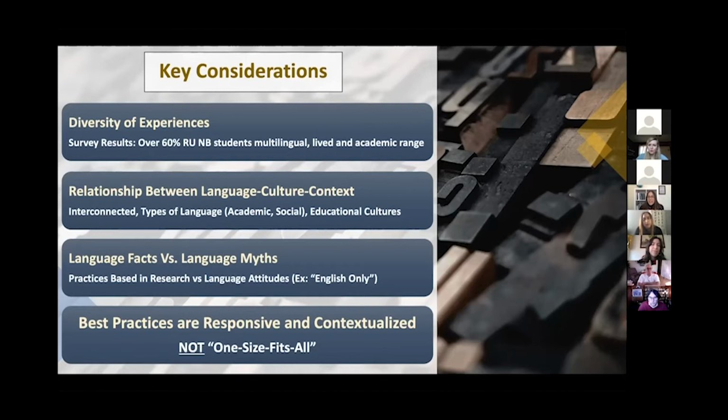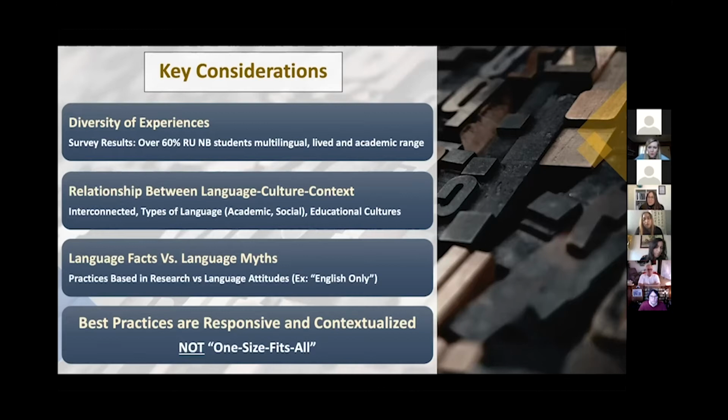The next key consideration is to address and understand myths and facts about language teaching and learning, as they relate to what research in linguistics and writing studies tells us versus some practices that stem from language attitudes and ideologies. This is important because as educators, we all evaluate students' language. We are all writing teachers, regardless of disciplinary background. So it is imperative to understand the best practices informed by research in the field.